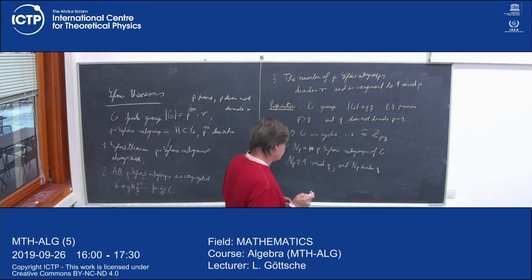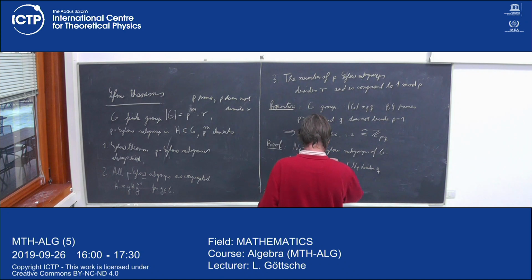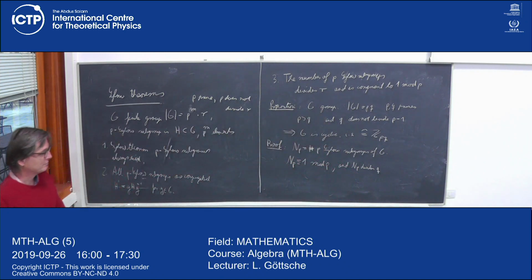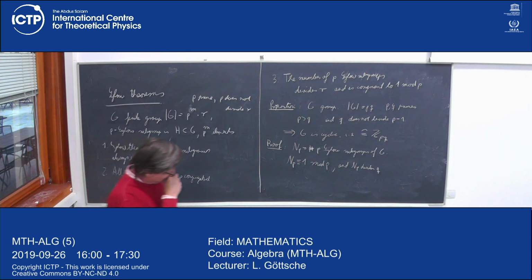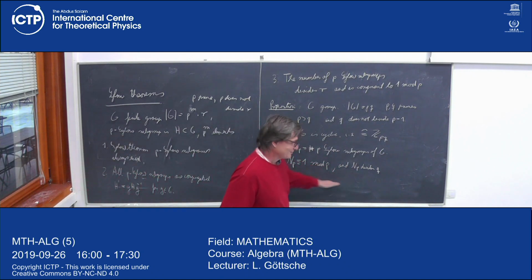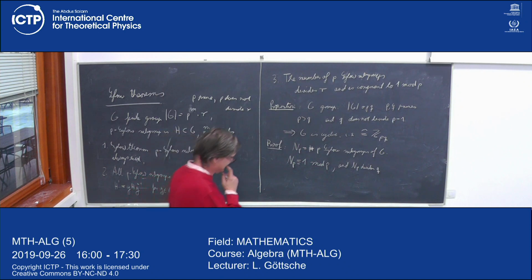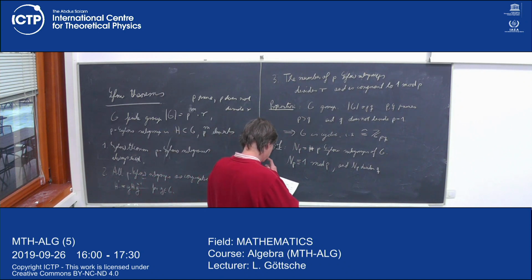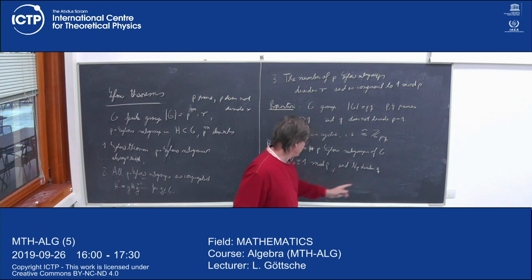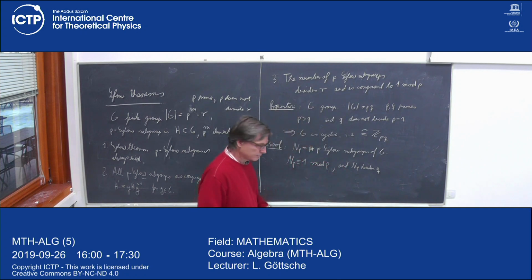What? 1 modulo p, not q. Yeah, that's what I meant. Obviously, that's what I wrote up there, so it also should be here. So what does it mean? You know, as p is bigger than q, it is not possible that n_p is congruent to 1 modulo p and still divides q unless n_p is equal to 1.